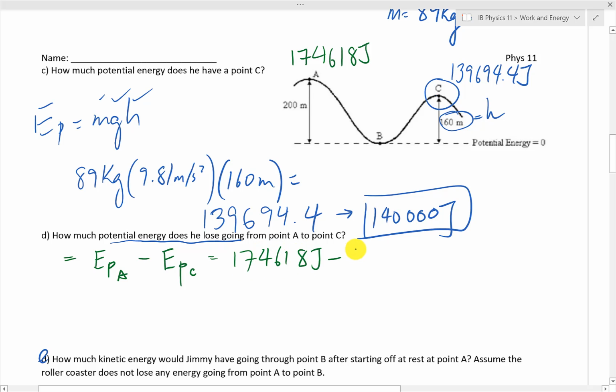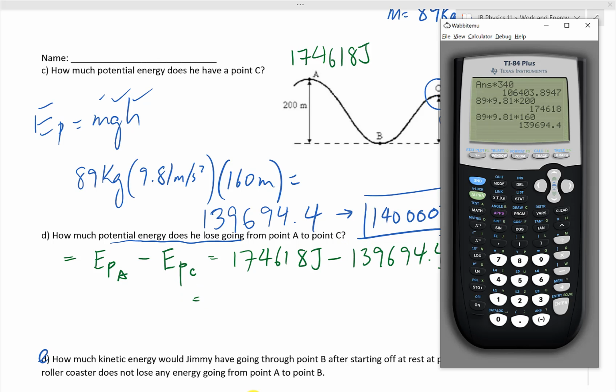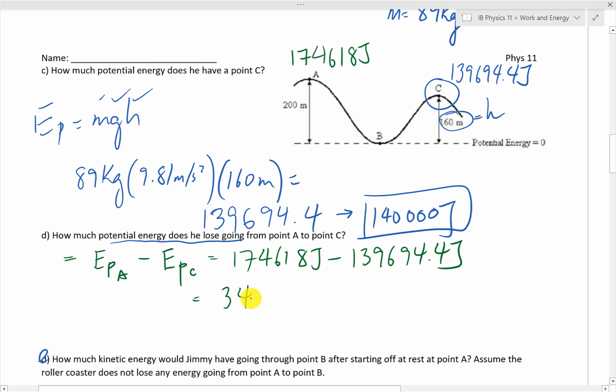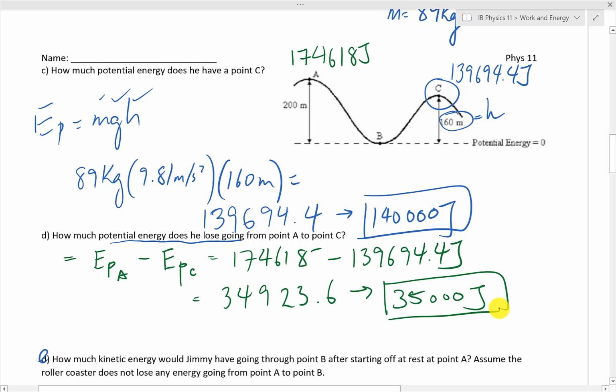So that is 174,618 minus 139,694.4 joules, making sure we don't lose any significant digits. And we get 34,923, and that rounds up to 35,000 joules. We don't need to write a negative sign because the question already assumes it's lost energy. Well, lost potential energy, not lost energy.